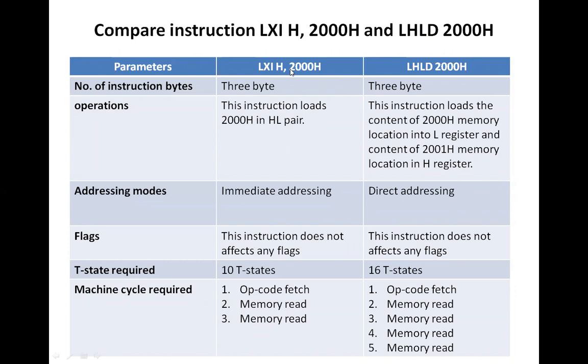Why? Because in this, along with the opcode of LXI H, you have to feed the 16-bit number. In this case also, LHLD will have its own code and you have to feed along with it the 2000, that is 16-bit. So 8-bit plus 16-bit, 24-bit. Both the instructions are 3-byte instructions. This instruction is going to load 2000 itself in the HL pair. But this is not going to load 2000 in the HL pair.